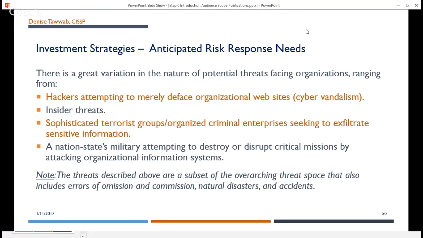Note the threats described are a subset of the overarching threat space. I mean, there are tons and tons of threats. We could be here all day just talking about possible threats. That also includes areas of omission and commission, natural disasters, and accidents.